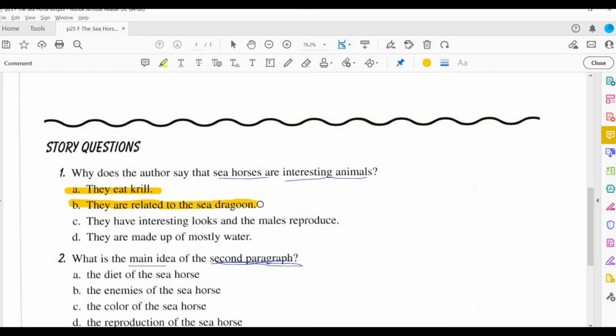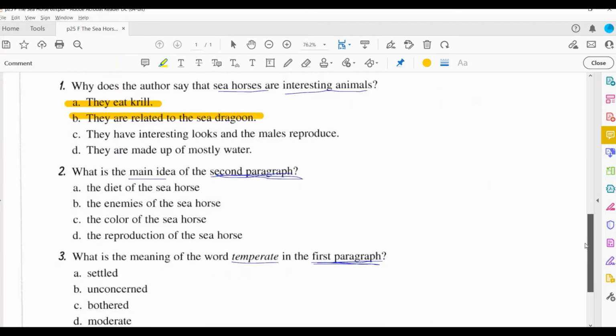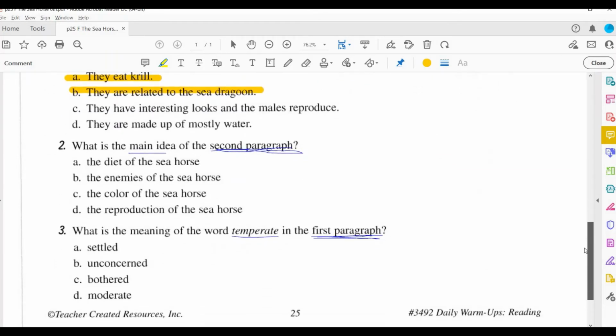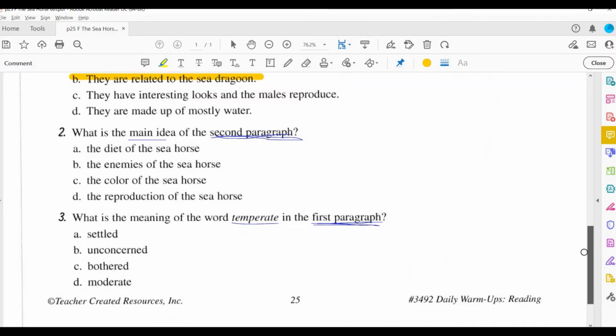We do know that they call them seahorses because they look like little horses. But we didn't read anything saying that they were related to sea dragons. So now we have it narrowed down to they have interesting looks and the males reproduce, and D, they are made up of mostly water. Now we're not answering it yet. We're still going through and eliminating those trick answers, eliminating what we know are the wrong answers.